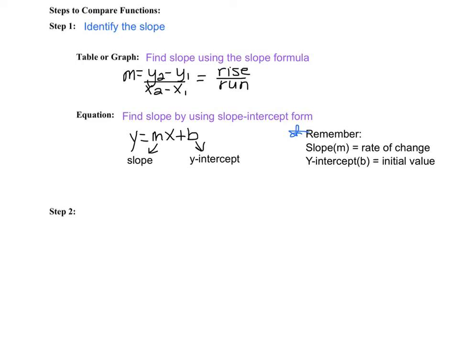Our second step when comparing functions is we want to then compare the slopes. So we're then going to compare our slopes to identify what the question is asking us to do. All right, so now let's do an example together, how to compare functions.